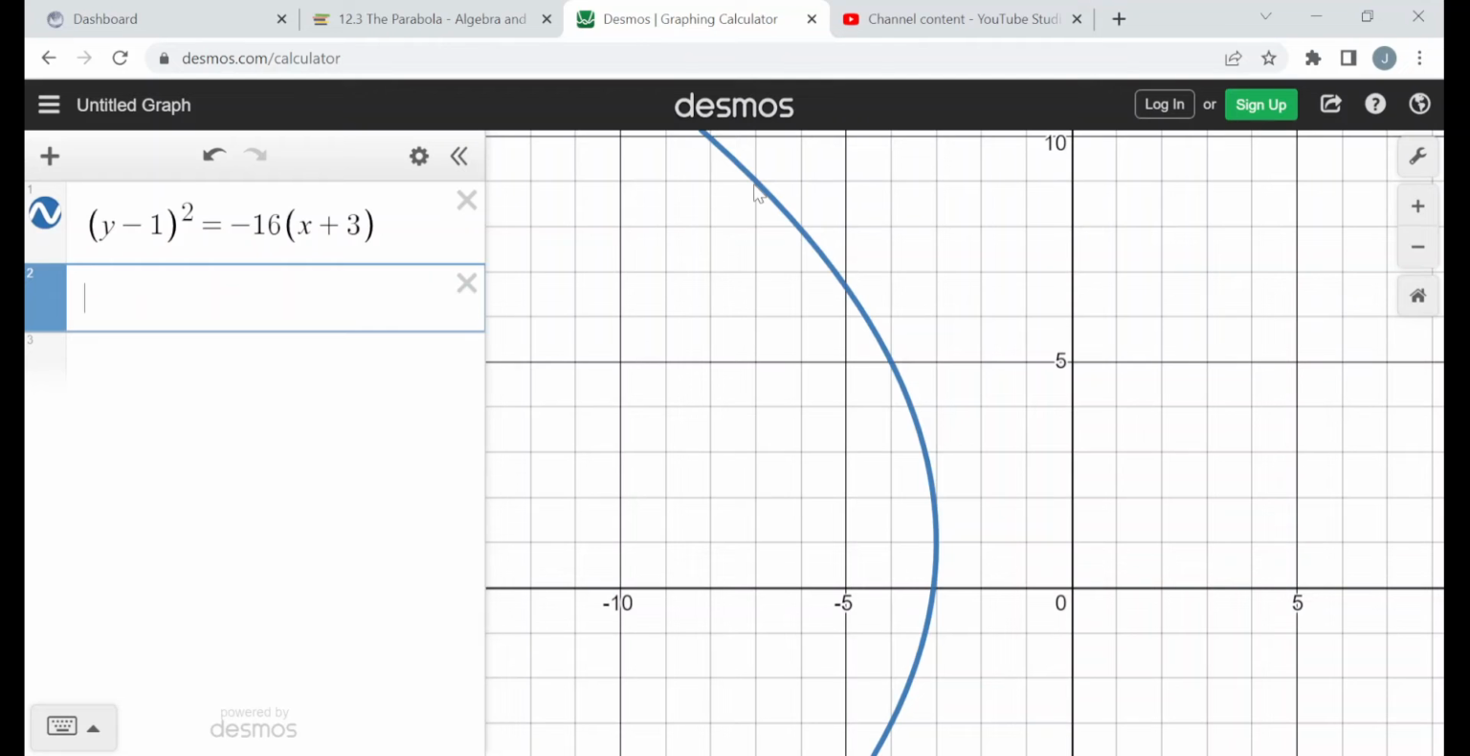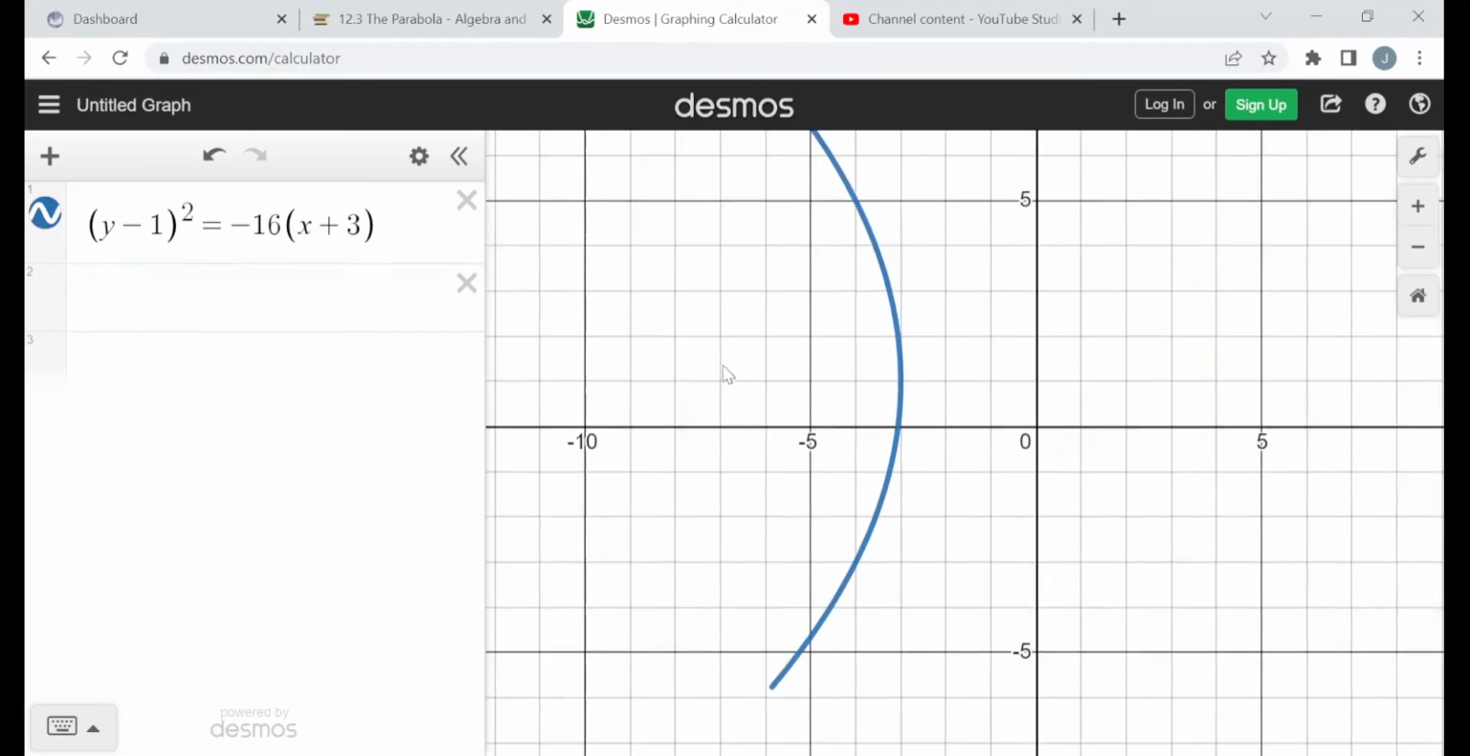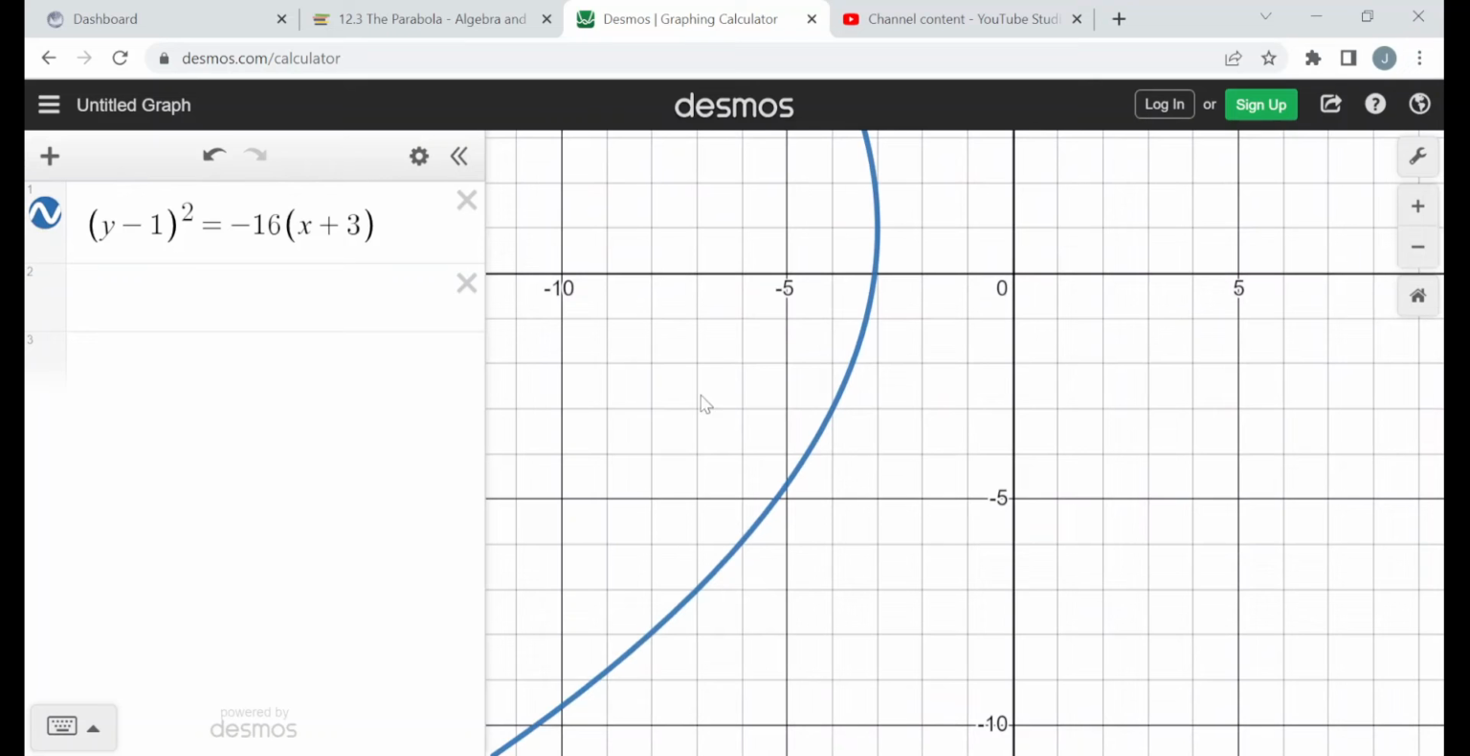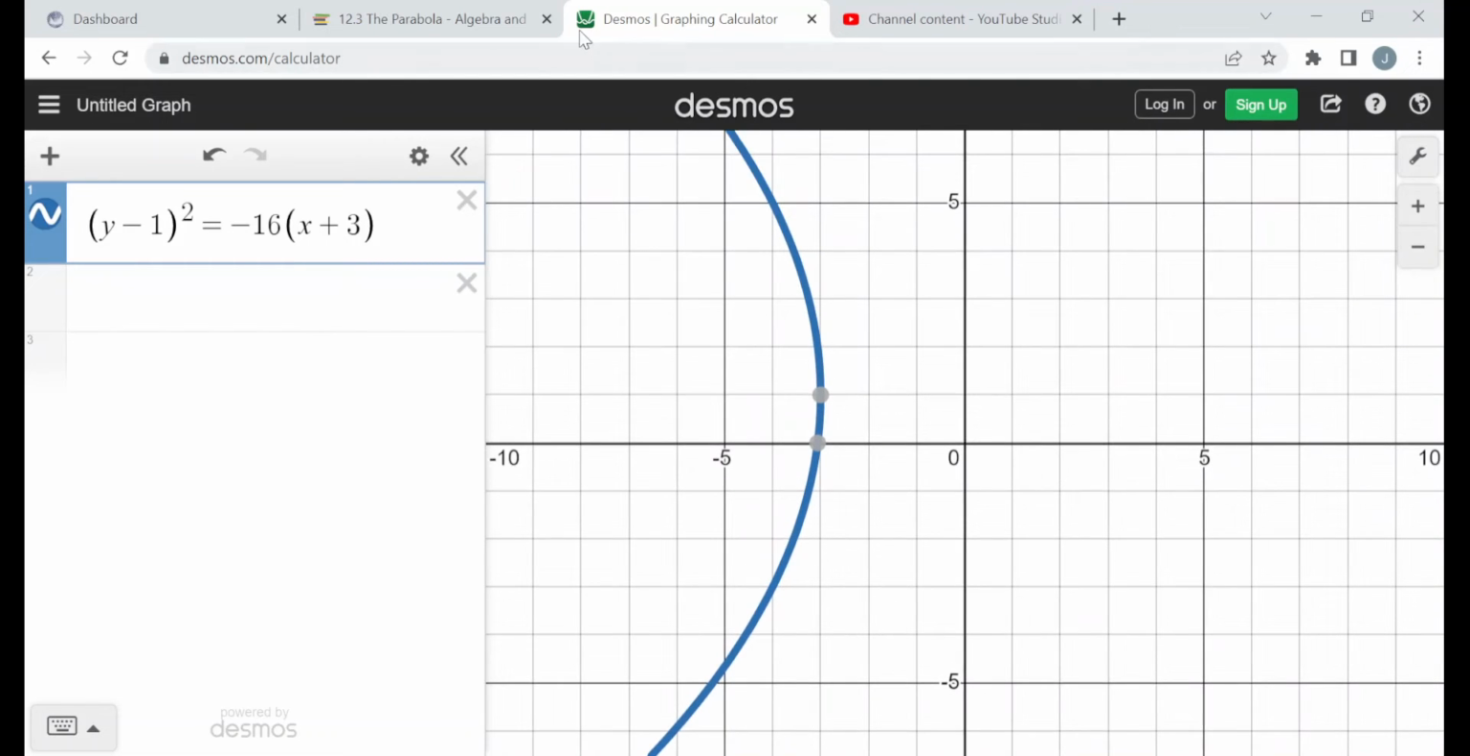(-7, 9) should be on this. There we go, (-7, 9). That was one of the ends of the latus rectum. And so should be (-7, -7). And that's on the parabola for sure. So it looks like the graph I drew is good.